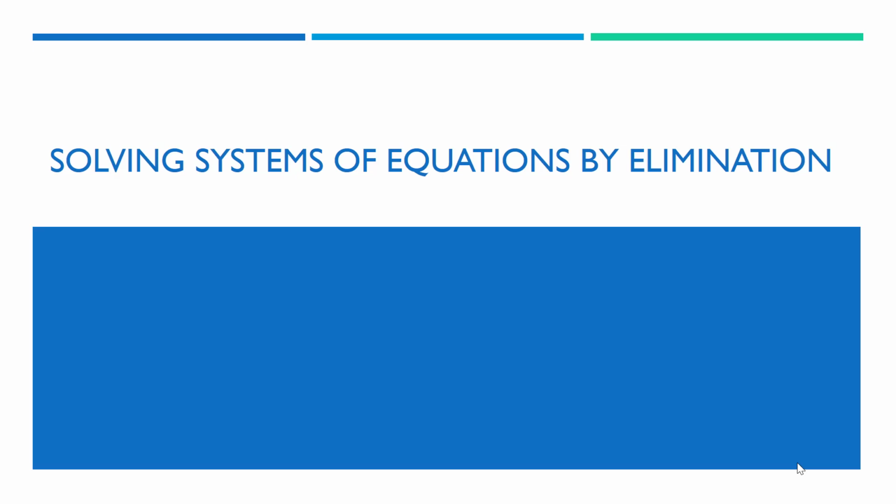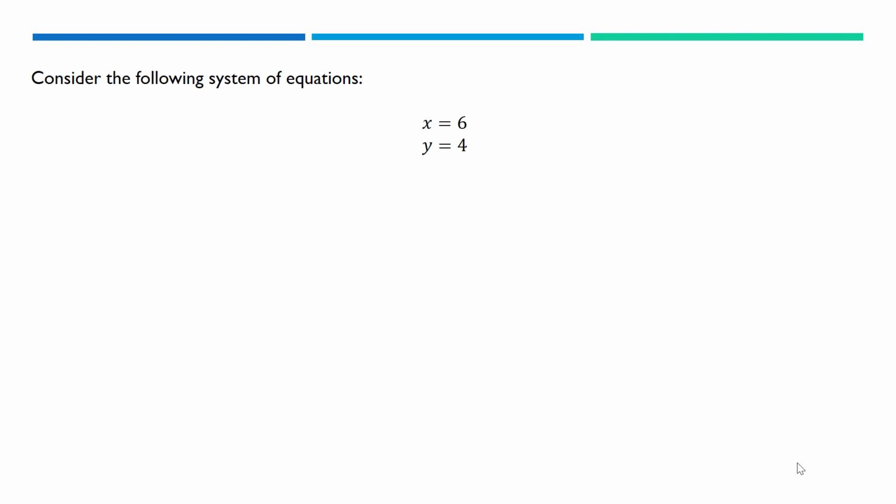In this video, we're going to talk about another method for solving systems of equations algebraically, and this method is called elimination. Consider the following system of equations: x equals 6, y equals 4. Well, this isn't a very exciting system of equations. There's nothing really to solve. It's already solved. We know x is 6 and y is 4.